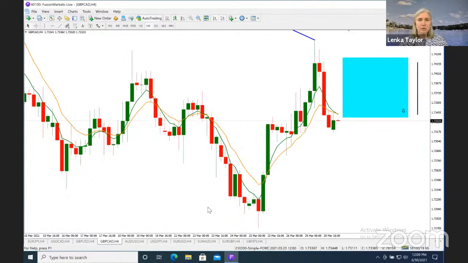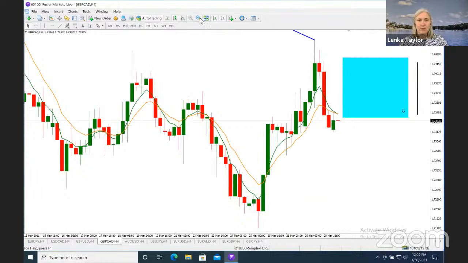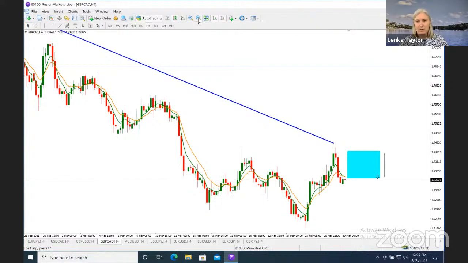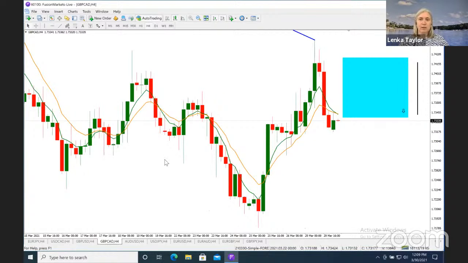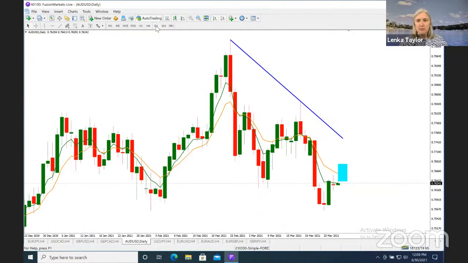Next currency pair is GBP CAD. So GBP CAD also still looking for a short on this one at the moment. So on H4, just looking for a setup now. Yeah, so looking for some good candlestick reversal for an entry indication there. Next currency pair is AUD USD. So let's see. That one's looking for a short.